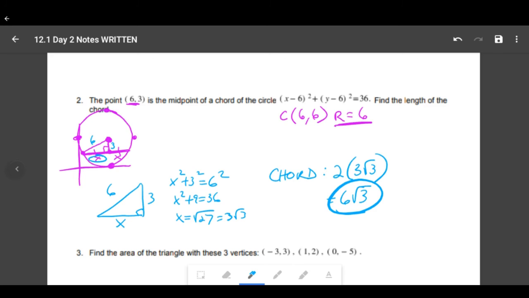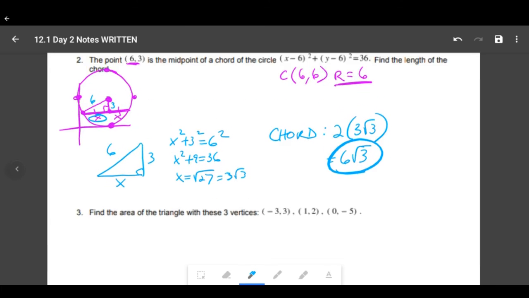Now, that wasn't so bad, right? You just have to remember a little geometry from back in the day. But you guys remember that's usually real good.